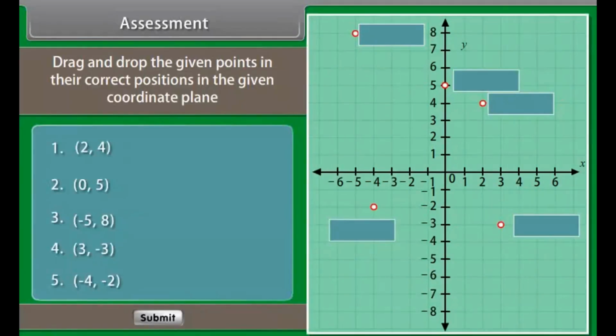Assessment. It's time for an activity. Drag and drop the given points in their correct positions in the given coordinate plane.